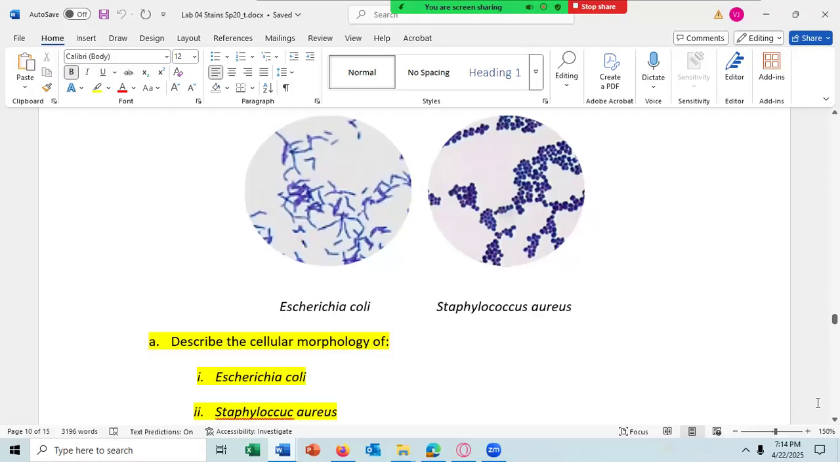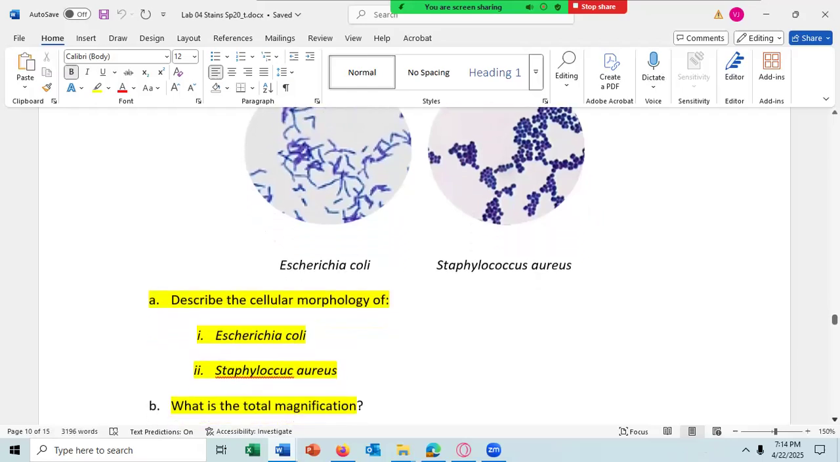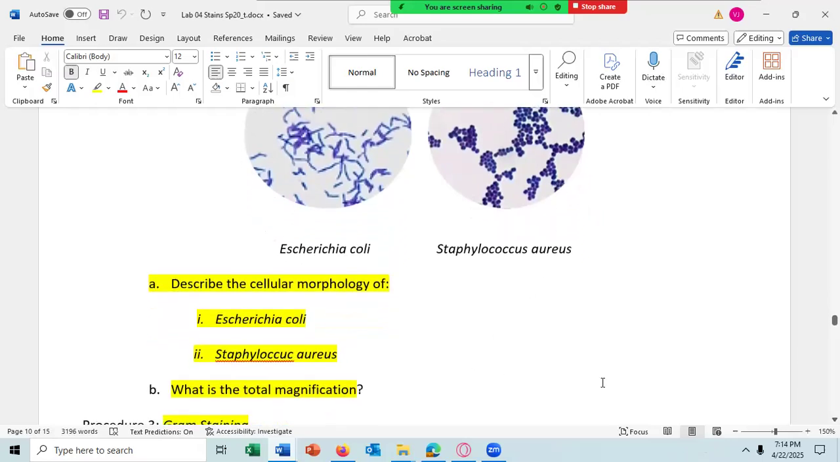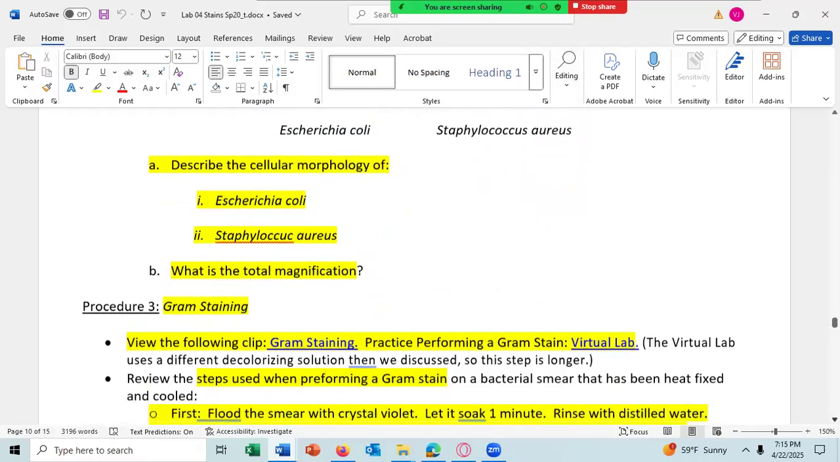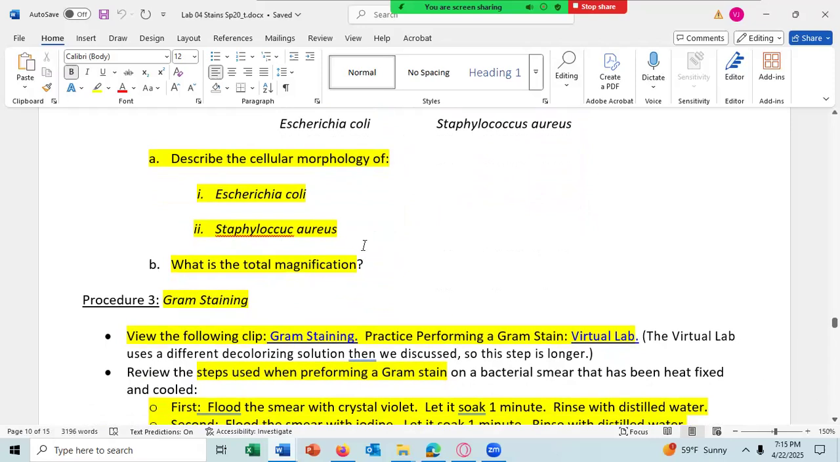And then describe the cellular morphology of E. coli and Staphylococcus aureus. What's the total magnification of the slide here and here? It's labeled above. And then on B, tell me what the total magnification is.